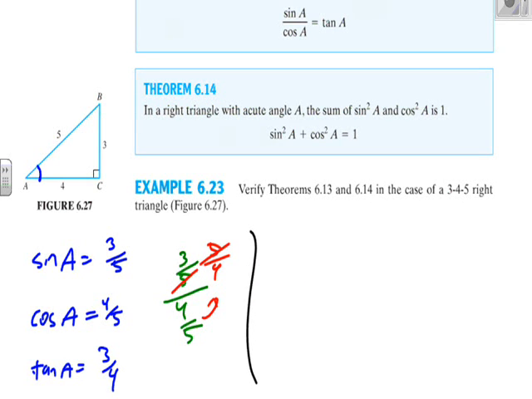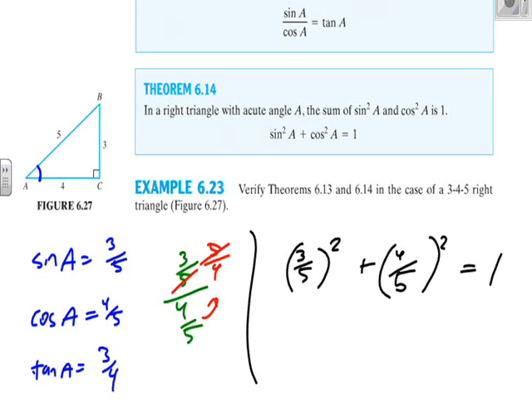Also, we can look at sine squared plus cosine squared equals 1 by taking sine is 3/5, cosine is 4/5. When you square 3/5 you get 9/25. 4/5 squared is 16/25. Add those together, that's 25 over 25, which is 1. Exactly what we were asked to verify.